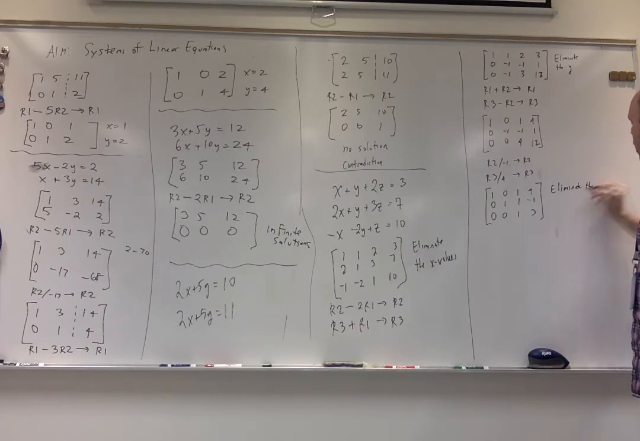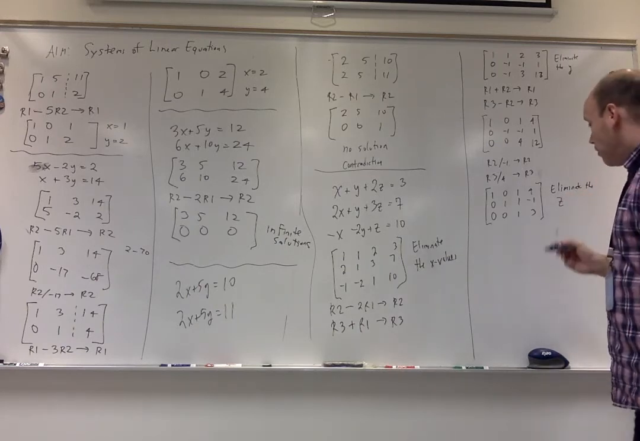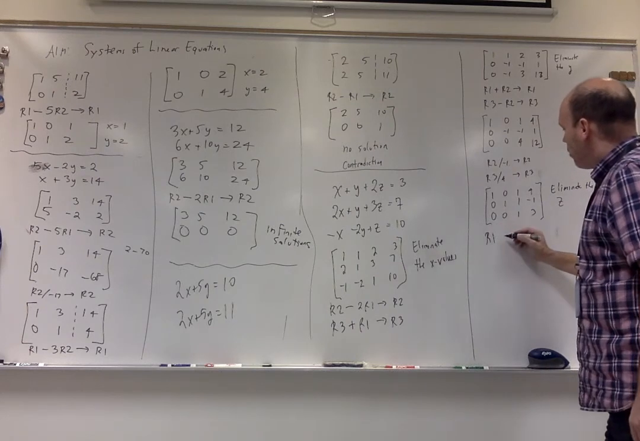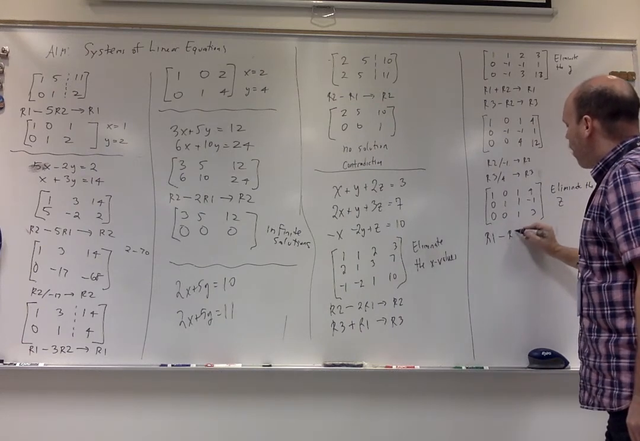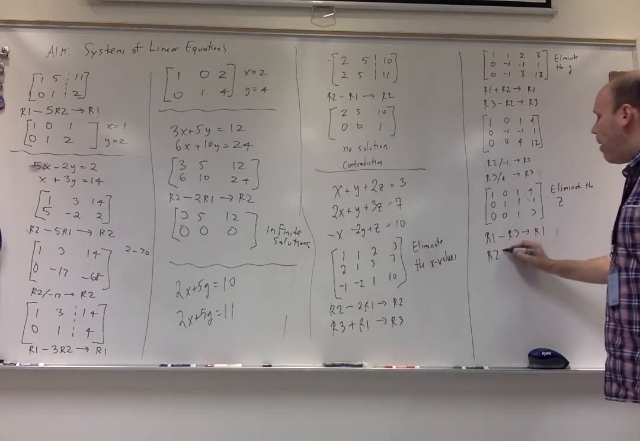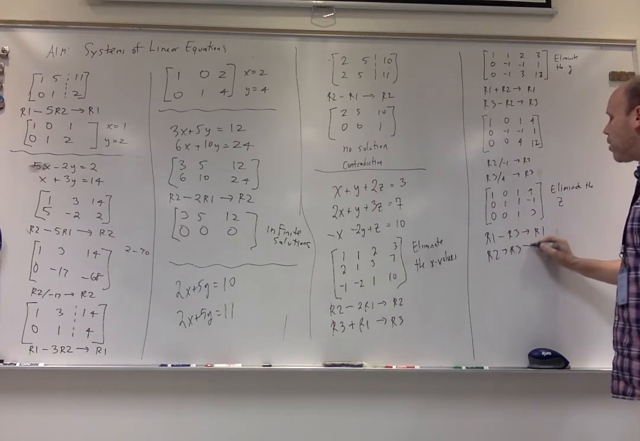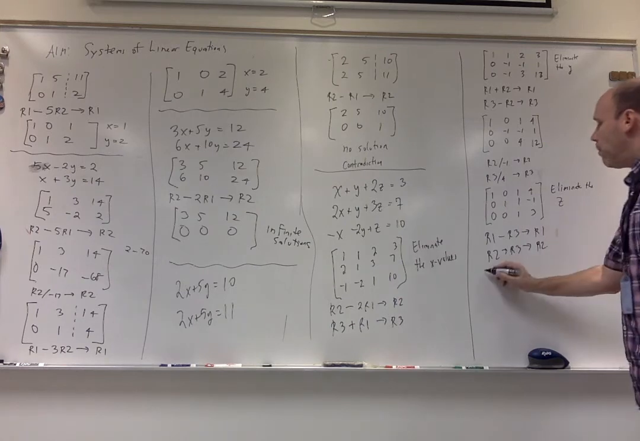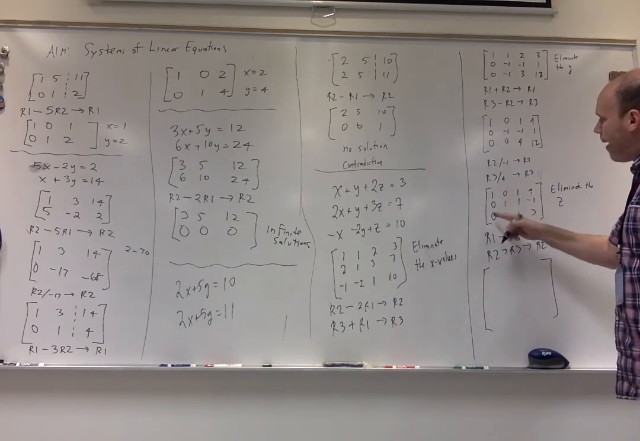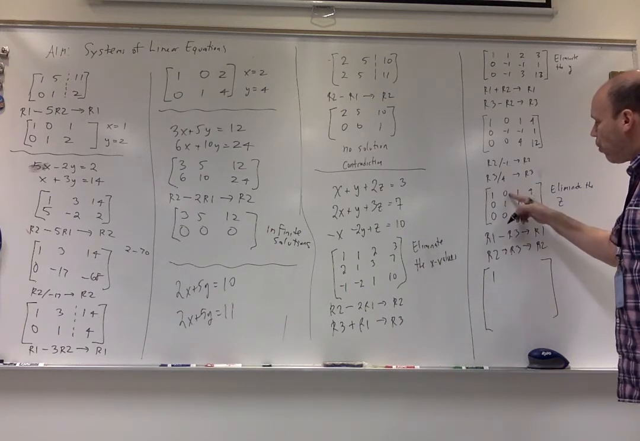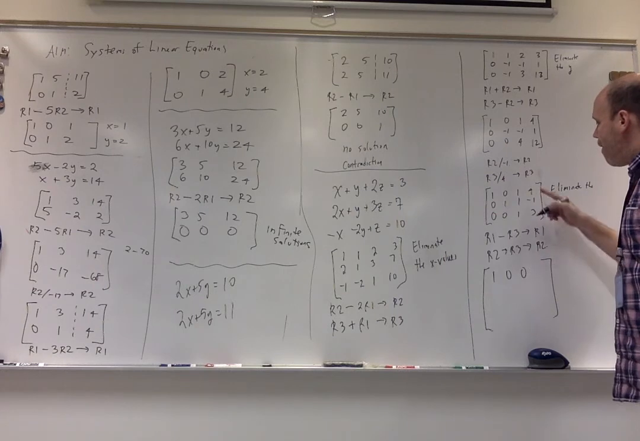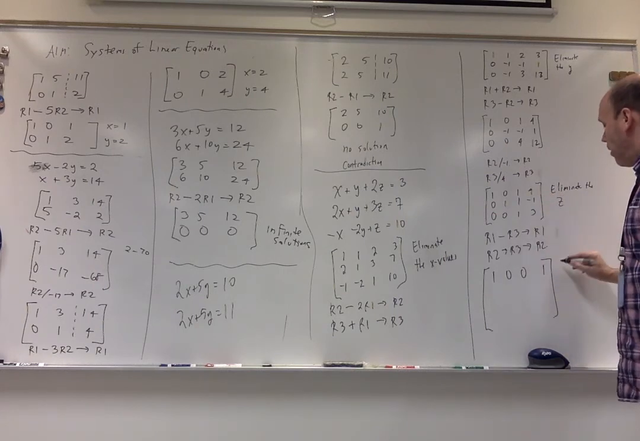Eliminate the z. Okay, so I have a 1 here. Let's row 1 minus row 3 is my new row 1, and row 2 minus row 3 is going to be my new row 2. Well, let's see what's going on here. What's 1 minus 0? 1. 0 minus 0? 0. 1 minus 1? 0. 4 minus 3? 1. X equals 1.